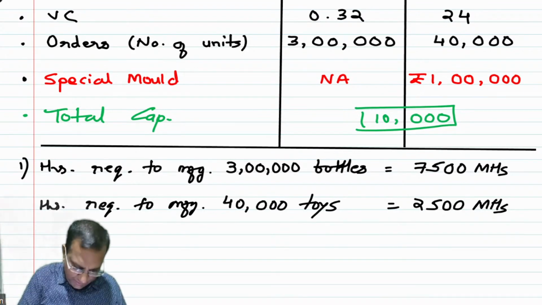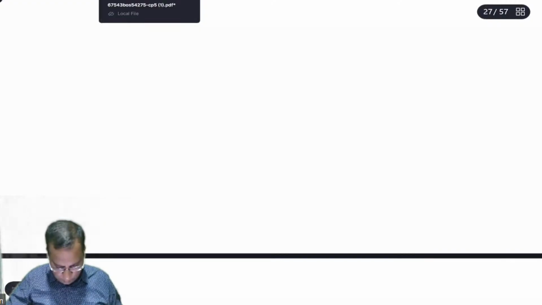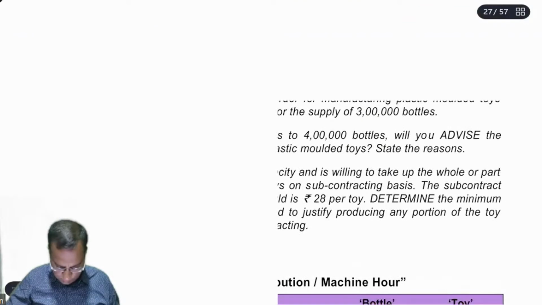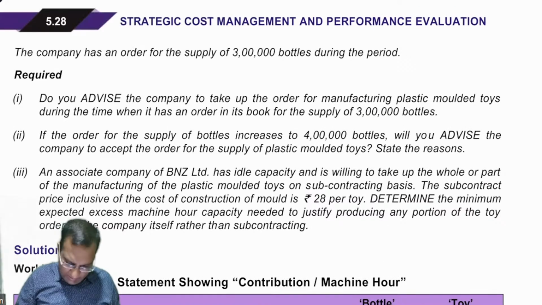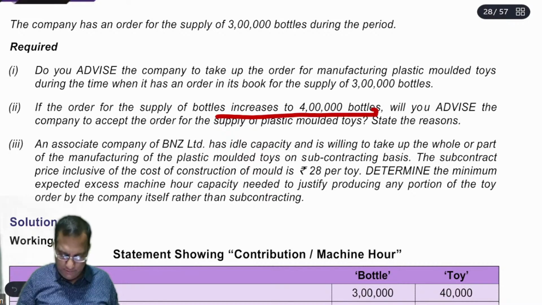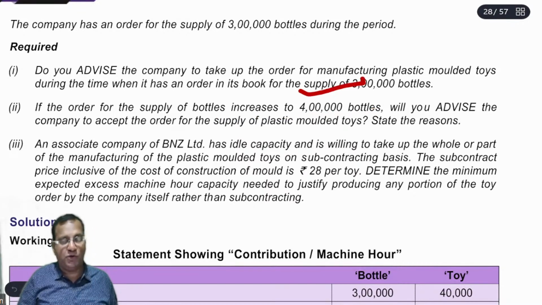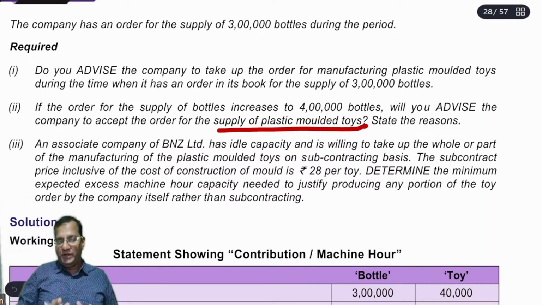Go ahead, beta. Now requirement part number 2. If the order for the supply of bottle increases to 4 lakh, right now we are having the supply of 3 lakh bottle. Now, what if the situation is given? If the demand of the bottle is 4 lakh, will you advise the company to accept the order for the supply of plastic molded toy?